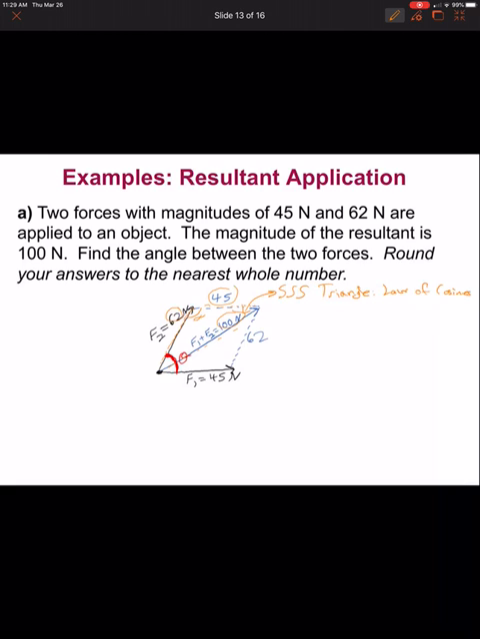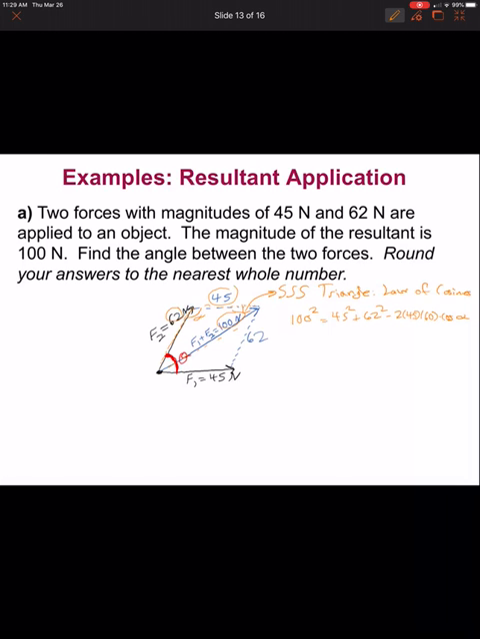So remember, law of cosines, just pick a side. We want to find angle alpha, which I've drawn in orange. The side opposite of that is our diagonal, our resultant vector, which is 100 newtons. So we know 100 squared equals the sum of squares of the other two sides, 45 and 62, minus twice their product, 2 times 45 times 62, times the cosine of the angle opposite, our unknown angle alpha.